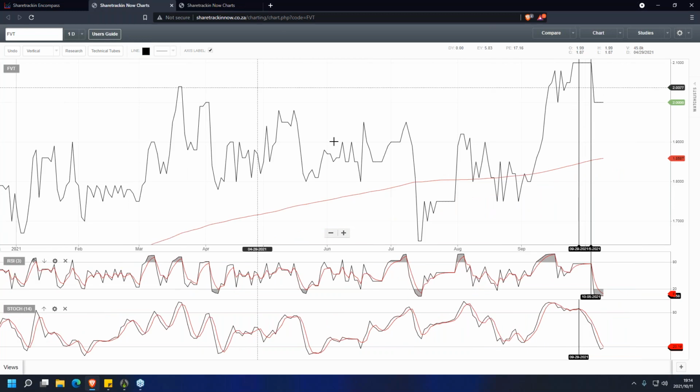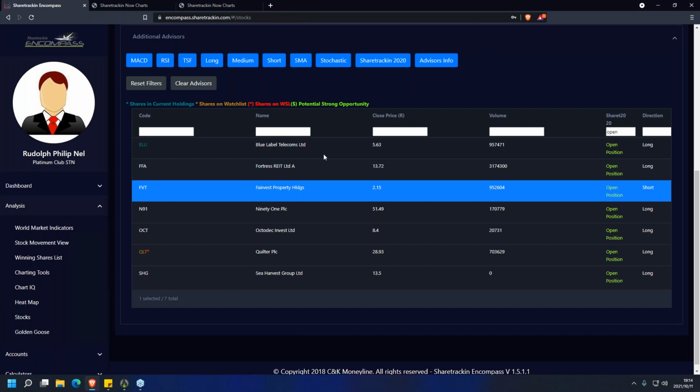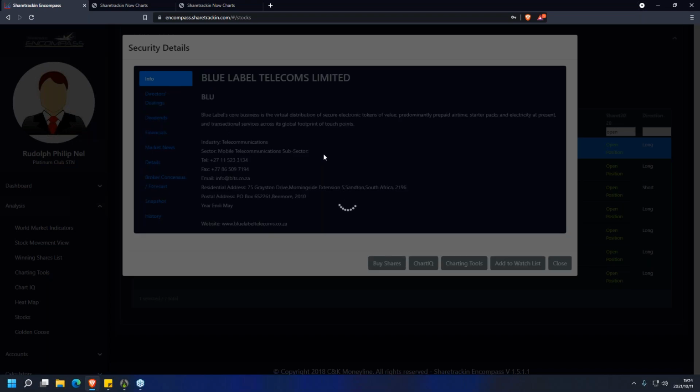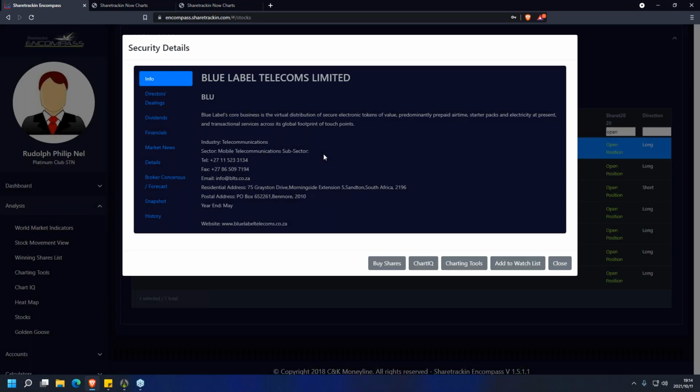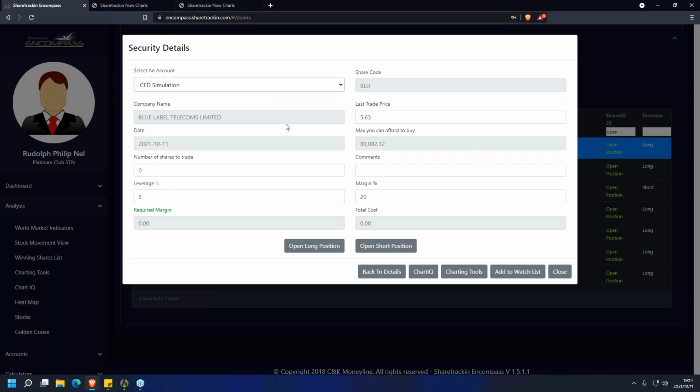Okay, so what we're going to do is take Blue Label Telecoms as an example to go and buy. All right, because there is some math behind CFDs, not like with investing where you just need to be below 4% before you start breaking even. This works a bit different. Okay, so we're going to say buy shares, and then we are going to select our CFD simulation account. Okay, now on the CFD simulation, you'll see that, right.